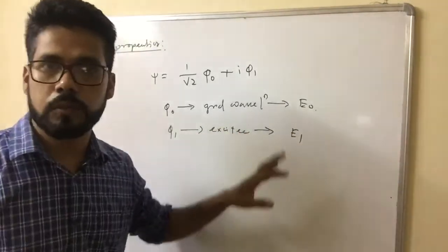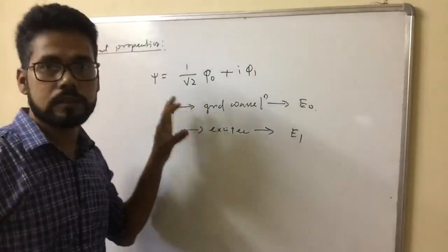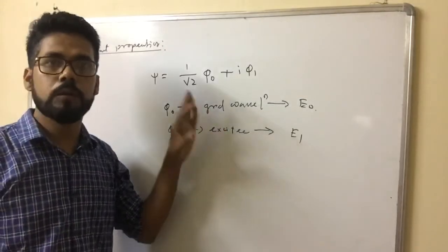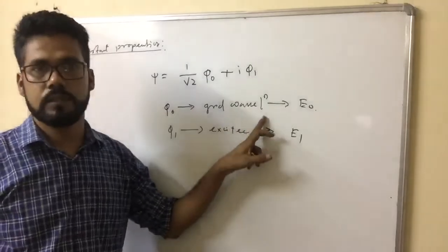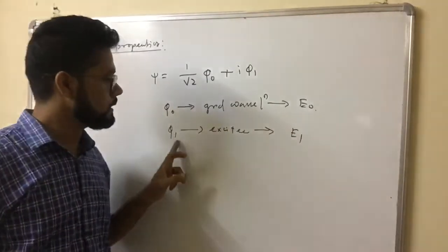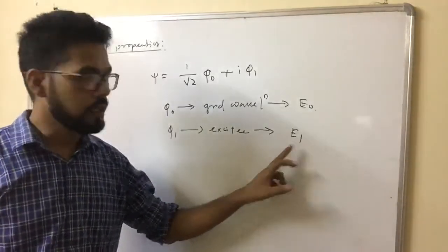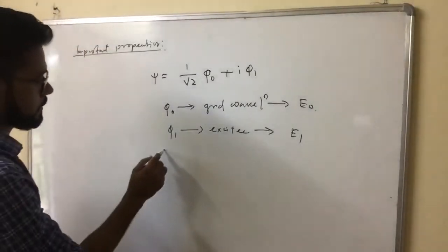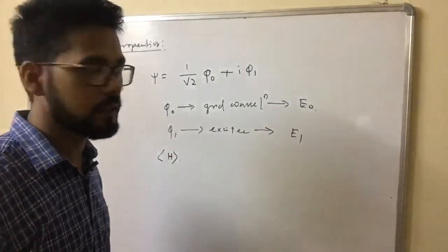I am telling the question again. This question came in the NET exam 2017. The wave function of a system is represented by this one. Phi naught represents the ground state with eigenvalue E naught, and phi 1 is the first excited state wave function with eigenvalue E1. What is the expectation value of the Hamiltonian? Hamiltonian expectation value means energy, the total energy eigenvalue.